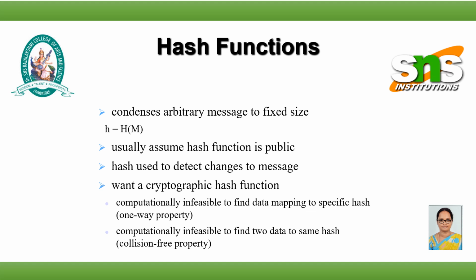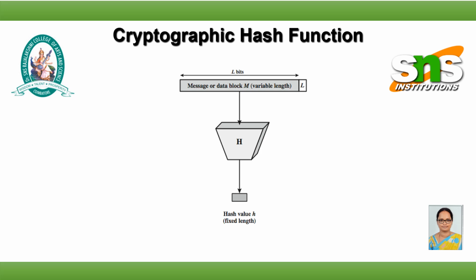It is like a mathematical function. By the use of a mathematical function, we find the hash value for a particular message. The cryptographic hash function is given in this picture. We have a message or a data block of varying length m. The size of a message may vary for every block or every message. If we pass that to the hash function, it produces only a fixed-length output hash value.